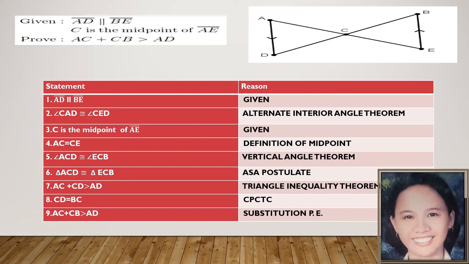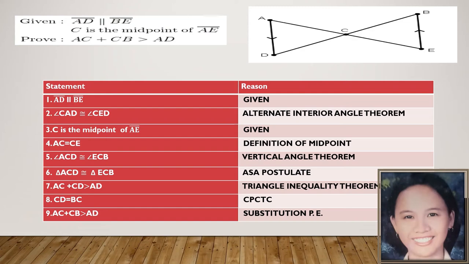Now, in number 8, CD is equal to BC. We get this idea because of statement number 6. Our reason there is CPCTC. The congruent parts of congruent triangles are also congruent.